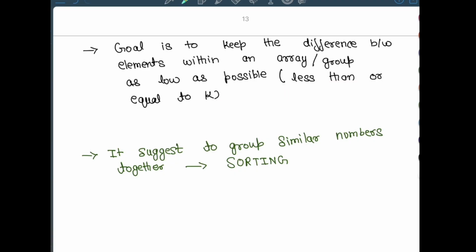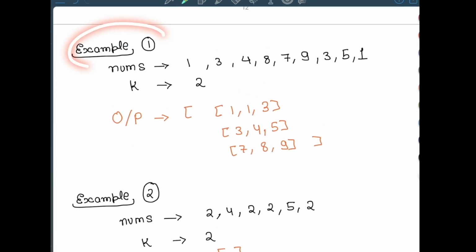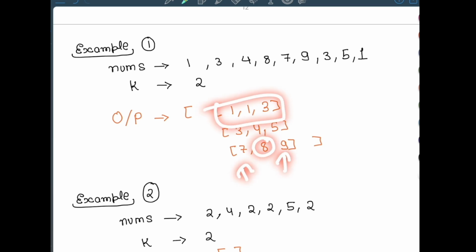Now the thing is, if you want a particular group to have the difference as low as possible, it means that the numbers will be very close to each other, right? If you look at the output of example number 1, the elements are 1, 1, 3. They are very close to each other. 3, 4 and 5 are very close, and 7, 8 and 9 are very close, right? As compared to the other groups. 8 is very close to 9 and 7. 8 is not close to 1 and 3, as compared to 7 and 9, right? So that's what we need to do.